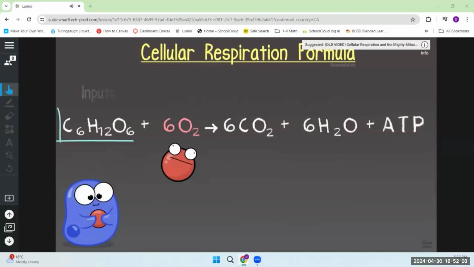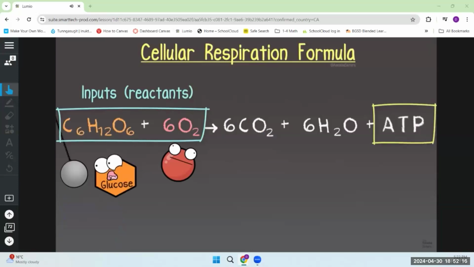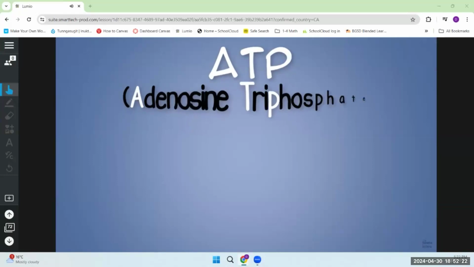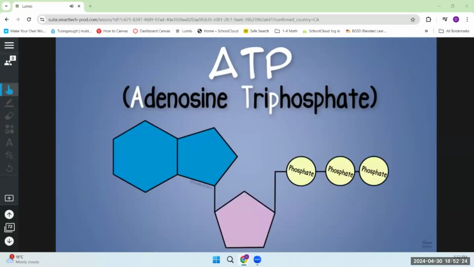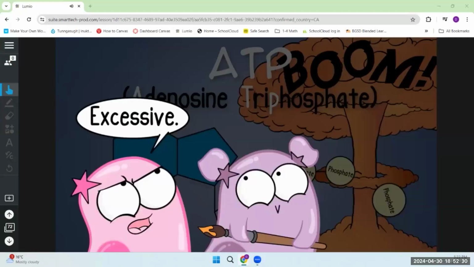The formula here requires inputs, otherwise known as reactants, to make ATP. And oxygen is one of those reactants in the overall equation that is needed to break glucose down in forming ATP. Why ATP? ATP stands for adenosine triphosphate, and it's action-packed with 3 phosphates. It has the ability to power many cellular processes. Typically, it's coupled to other things that it may be powering.